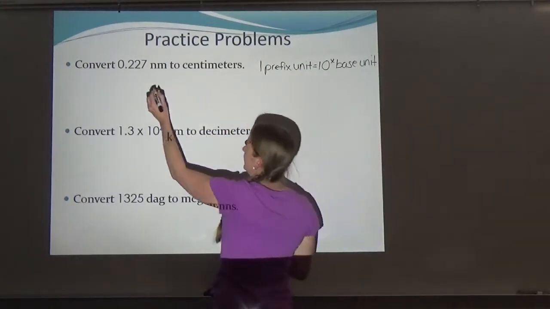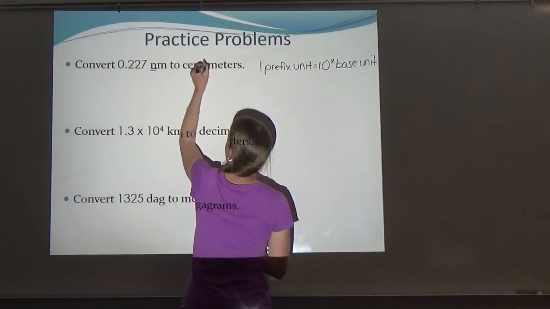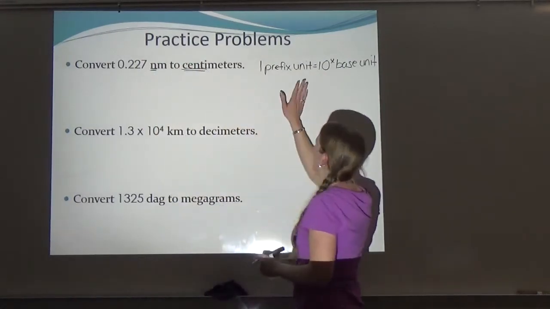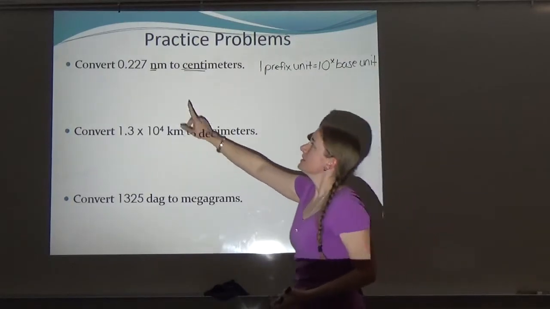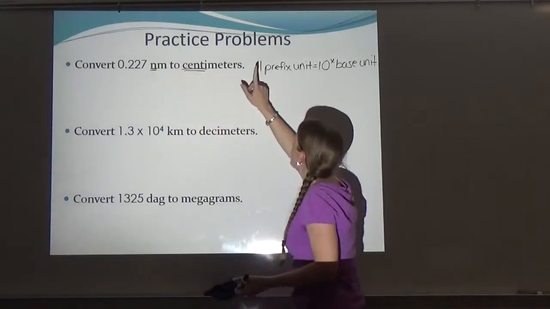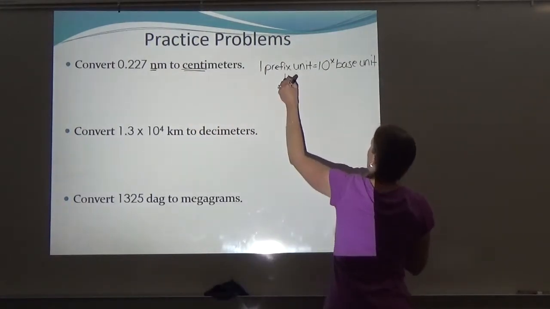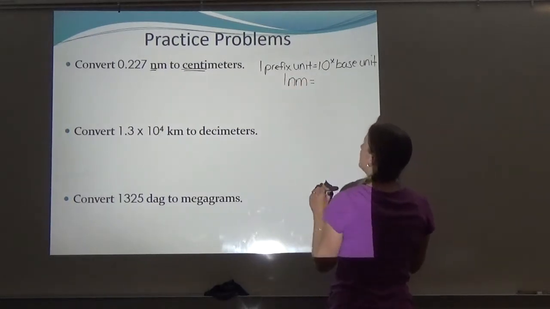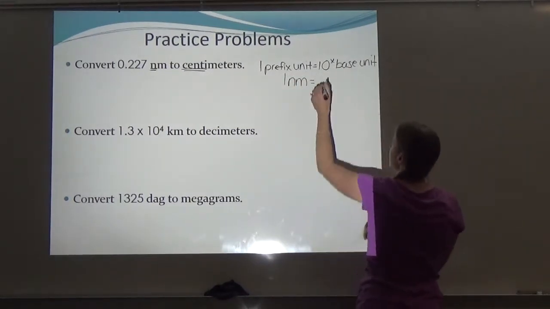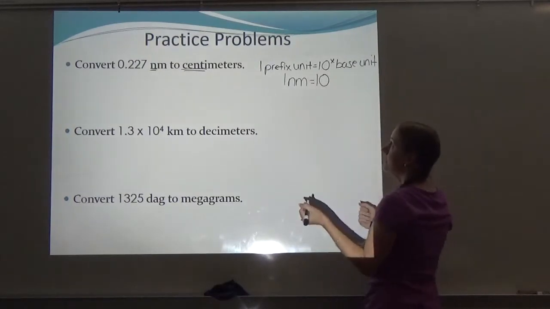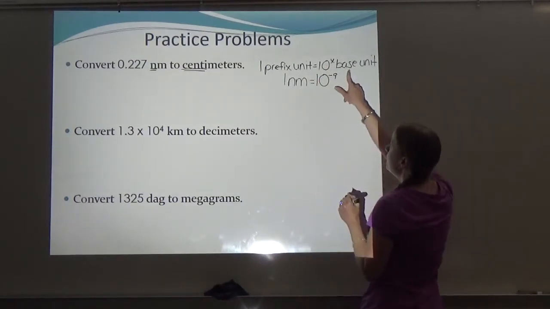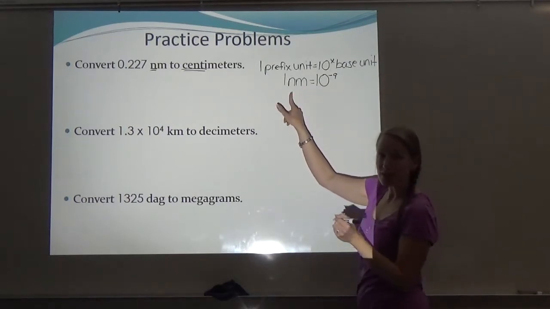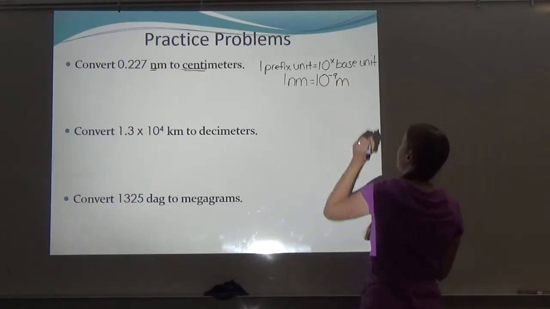Okay, so again, y'all, I can see there's 2 prefixes. I have nano and I have centi, which automatically means I'm going to need 2 conversion factors. All right, so first let's deal with nanometers. So 1 prefix unit, or 1 nanometer, equals 10 to the x base unit. If you look at your prefixes sheet, it will tell you nano is 10 to the negative 9. The base unit for nanometers is just meters.